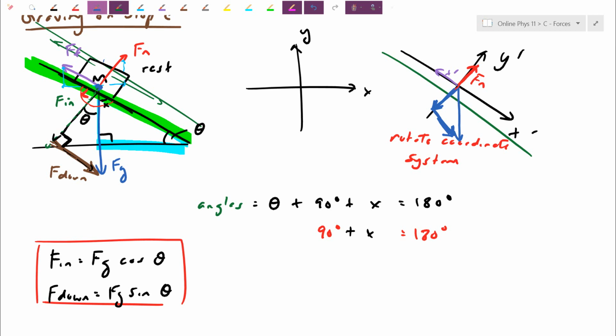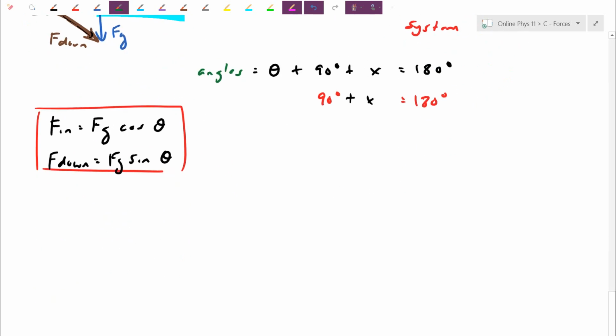Most common problem I see people do here, they remember Fg has to be broken down into components, but they end up drawing a slightly strange triangle. They end up doing something like, so Fg goes downwards, and they end up drawing something like this, and then it starts looking a little bit weird because that's not quite a right angle.